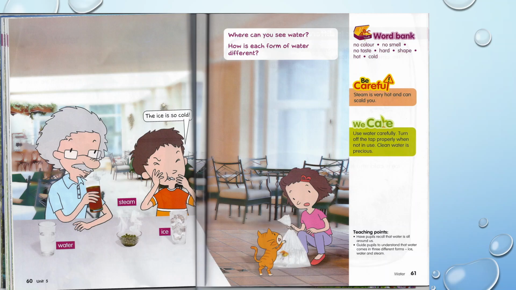Use water carefully. Turn off the tap properly when not in use. Clean water is precious. Yes, this is super important. We learned in the previous video that fresh water, the water that is good for us, is very, very little. There's a lot of water on this planet, but most of that is salt water, and you know that it can be dangerous if you drink too much of it.